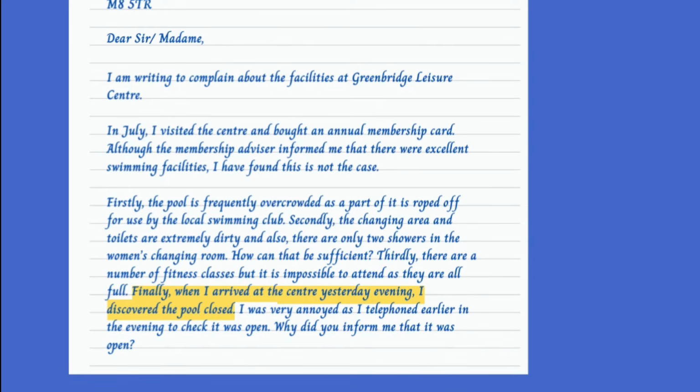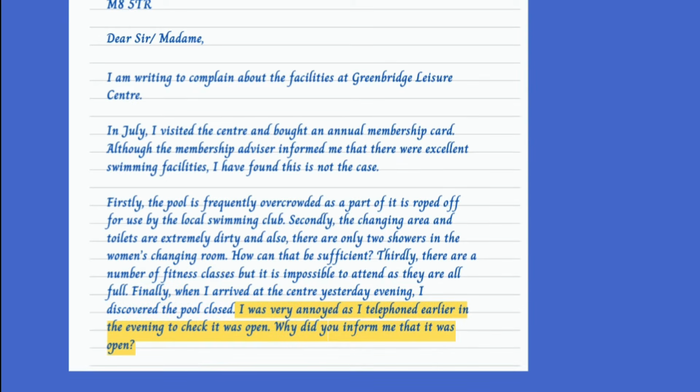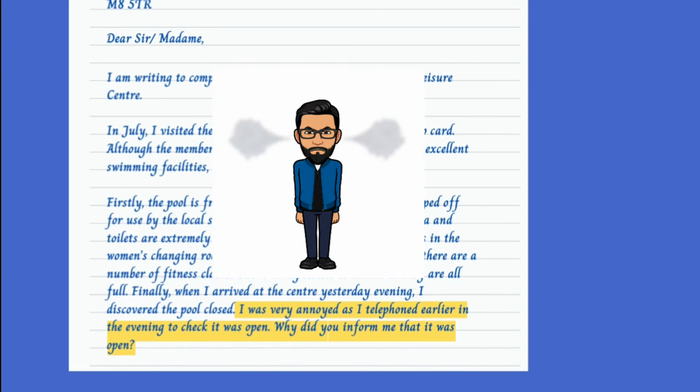Here, you're using "finally" to list your final complaint. I was very annoyed as I telephoned earlier in the evening to check it was open. Why did you inform me that it was open? So here you are finishing things off by talking about your feelings. How did you feel? I was very annoyed. And then in the end, why did you inform me that it was open? So this is a very pointed question. You did something really bad. You told me it was open, but it was not.